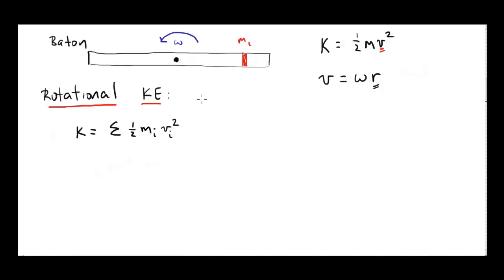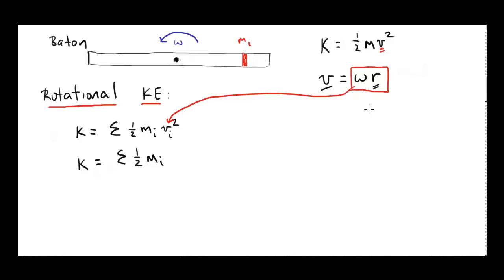Since it's a rotational system, it makes some sense that rather than using v, let's use omega. In other words, I'm going to substitute in this equation, putting this whole thing, omega r, in for v. And so what is that going to give us? It's going to give us that the kinetic energy is the sum of 1/2 m_i times omega, which is the same for all of it. So I don't have to write it with any subindex, because the omega is the same everywhere.